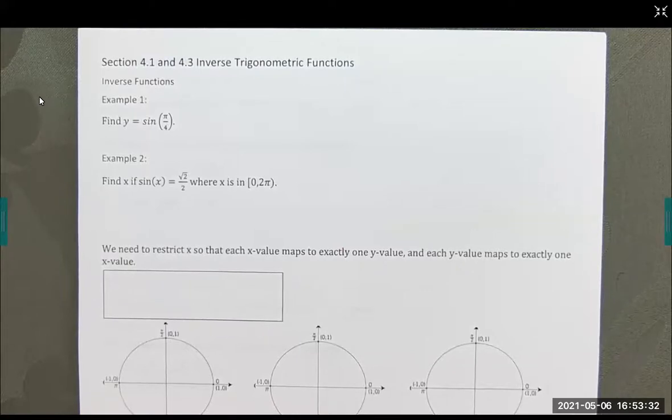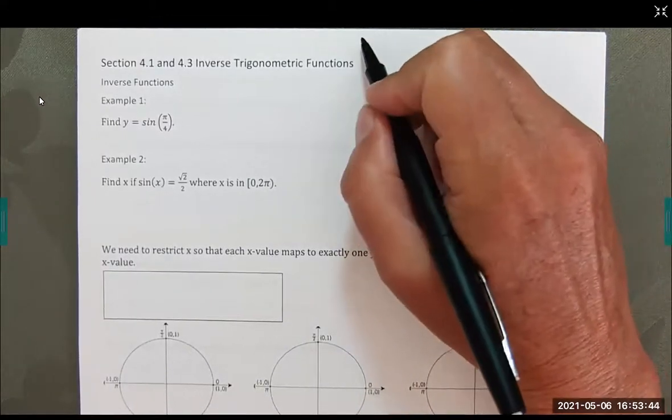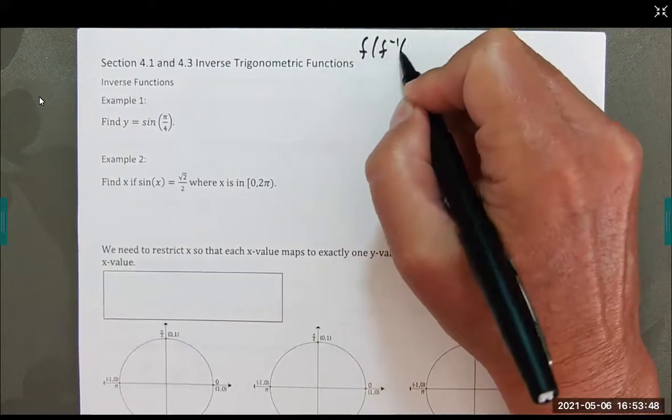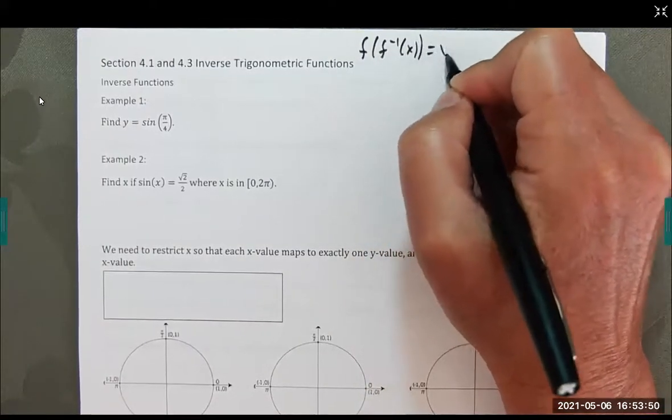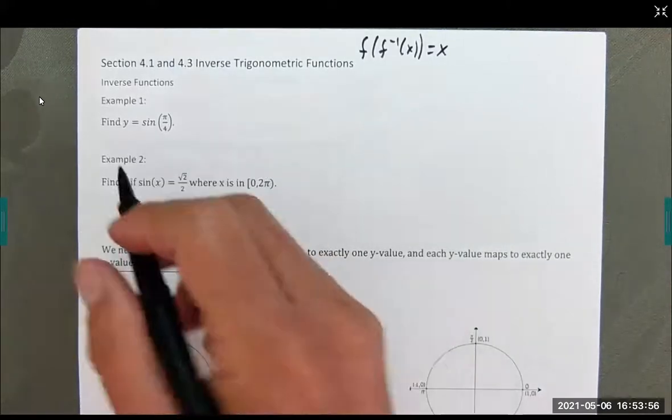And we're going to be talking about inverse trigonometric functions today. Inverse trigonometric functions are exactly the opposite of the trig functions. If you remember inverse functions, they kind of cancel each other out just in general. So f of f inverse of x is just x is the idea here. And with trigonometry, that gets a little bit tricky because, well, we'll get to that.